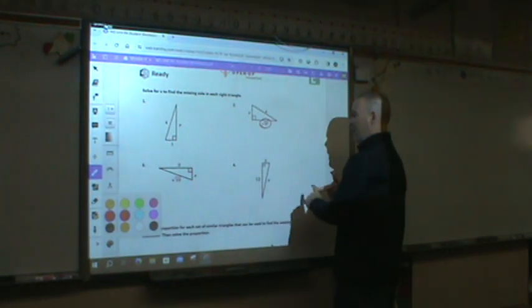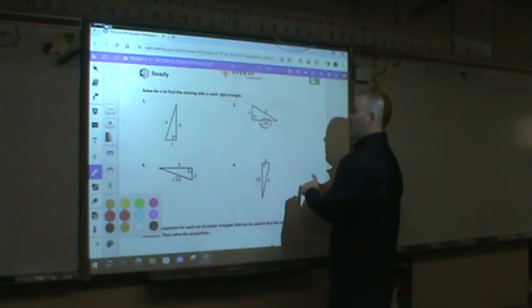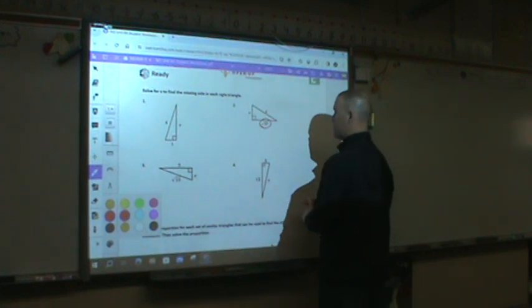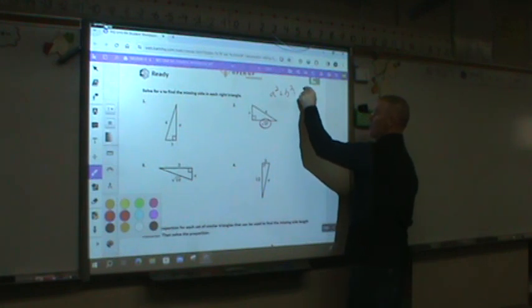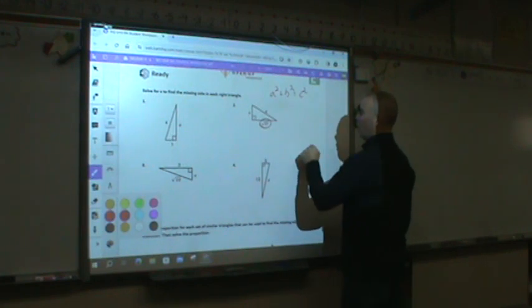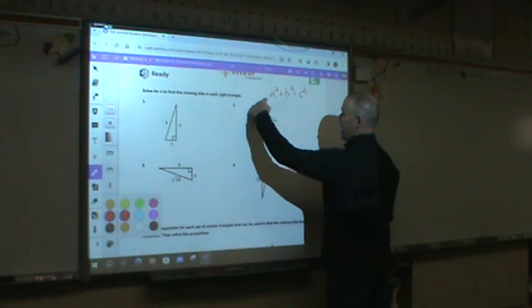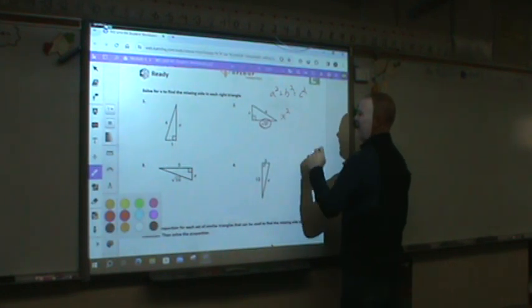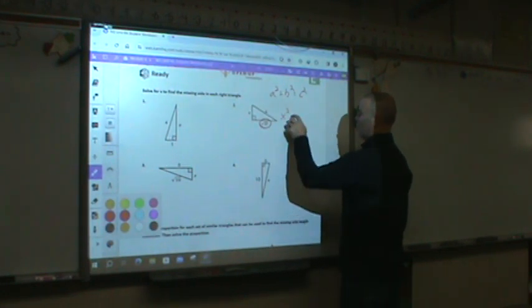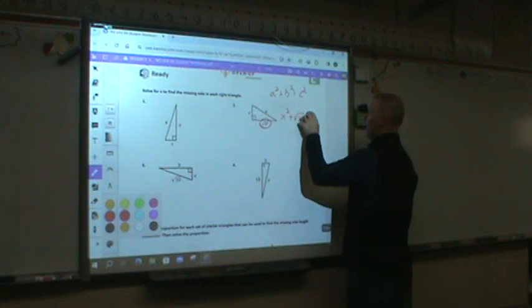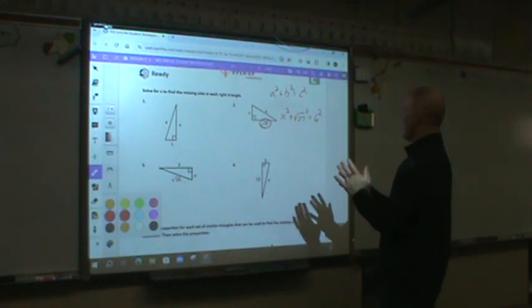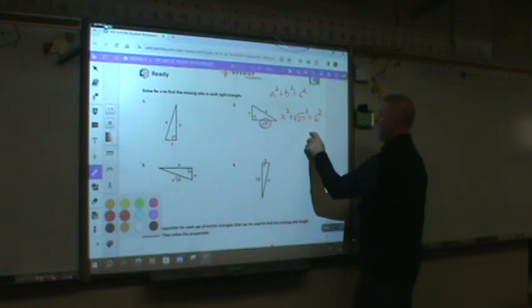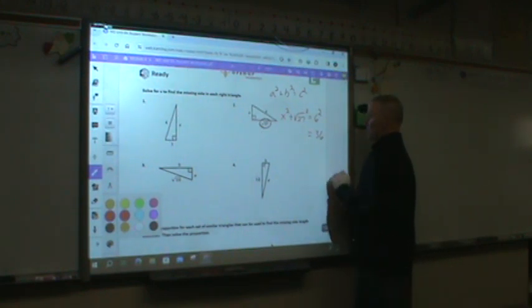X is a leg, the square root of 27 is a leg, and 6 is the hypotenuse. Okay, so if I'm going to use a squared plus b squared equals c squared, just plug them where they go. Well, a, I'm going to say is my short leg, so I'll just call it x squared, plus the square root of 27 squared is equal to 6 squared. Well, gee, I got that, Mr. Wilson. 6 squared is 36. That's easy.